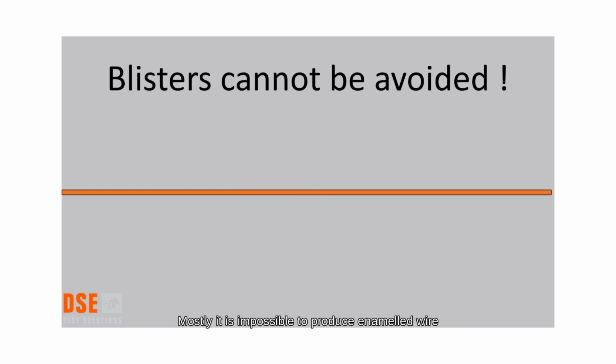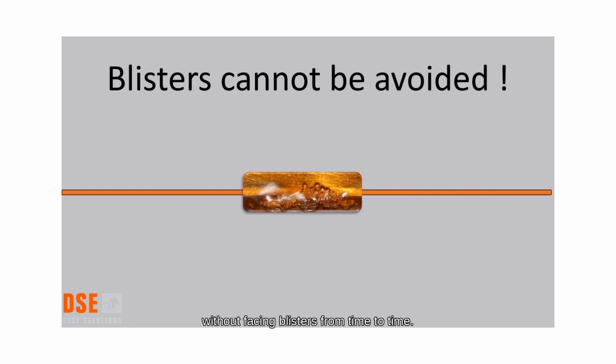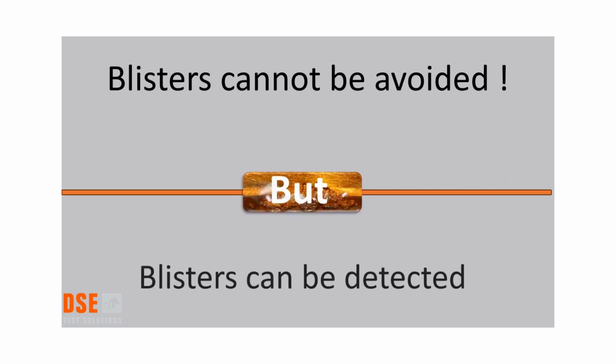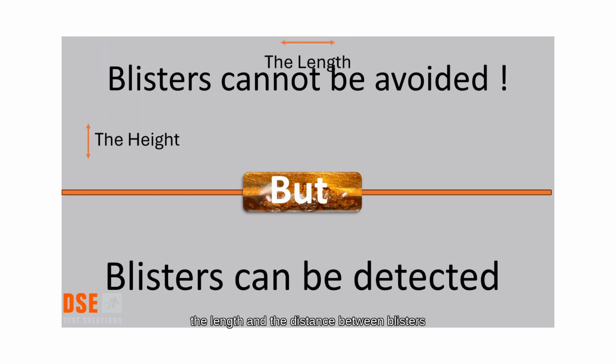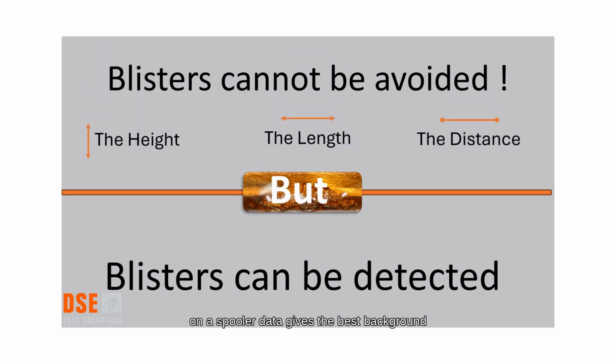Mostly it is impossible to produce enameled wire without facing blisters from time to time. By knowing the height, the length, and the distance between blisters on a spool, the data gives the best background for determining if the quality meets the requirements from the end user of the wire.